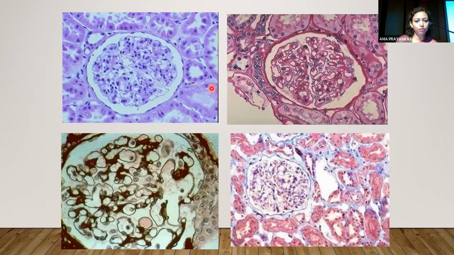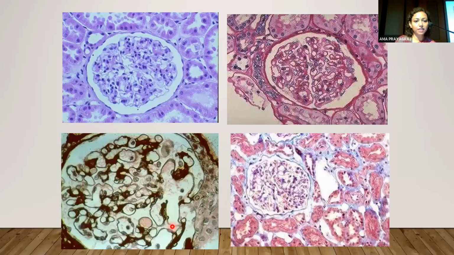And this is how the glomerulus looks under the different stains. This is the hematoxylin and eosin stain. This is the PAS stain with the magenta colored basement membranes, the Masson's trichrome stain, and the silver methenamine stain. So we have to look at each compartment to determine which.